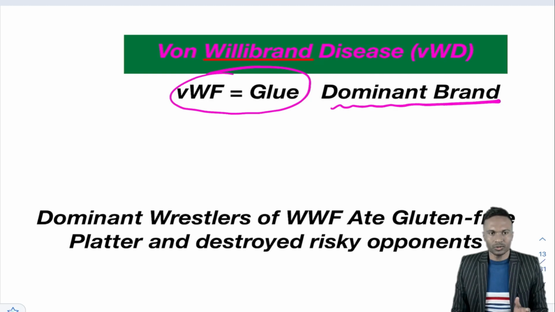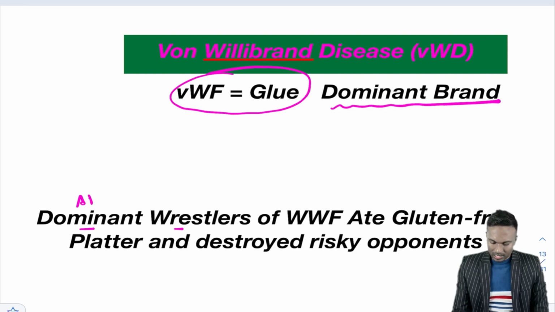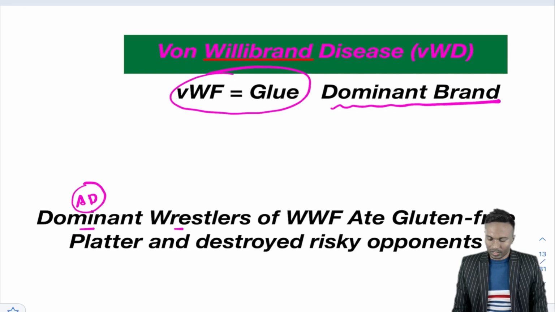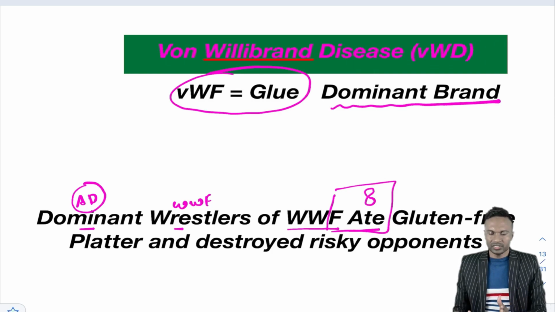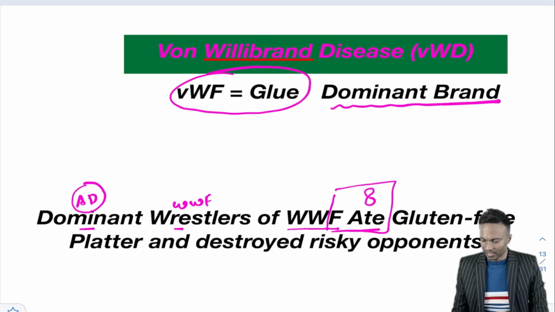So how can we decode this mnemonic? Dominant wrestlers: it is autosomal dominant. First of all, wrestlers is equivalent to von Willebrand factor. Again you have von Willebrand factor, WWF. Ate: 8 can be replaced with factor 8. So it also carries factor 8 along with it. Now you must be able to understand that if there is deficiency of von Willebrand factor, there will be deficiency of factor 8 also, because von Willebrand factor prevents degradation of factor 8 as well.